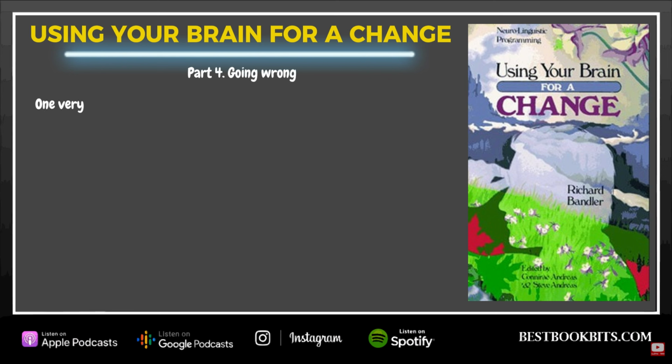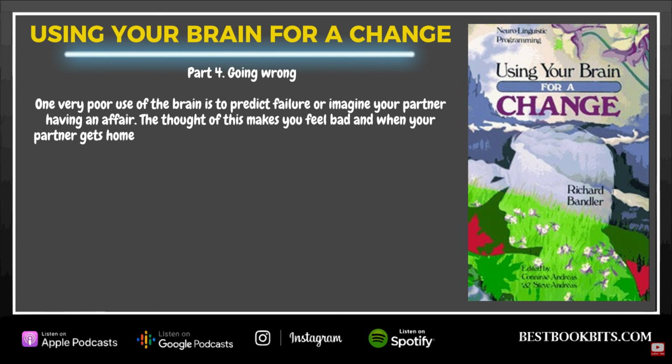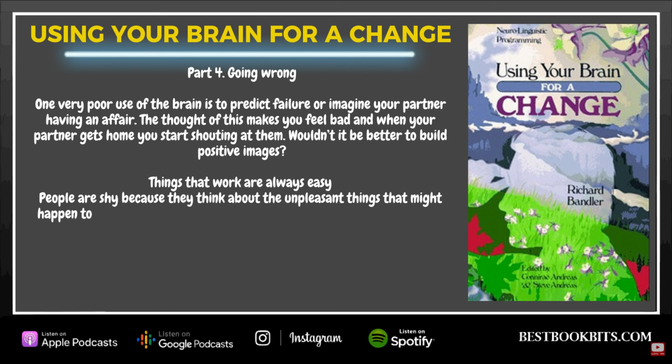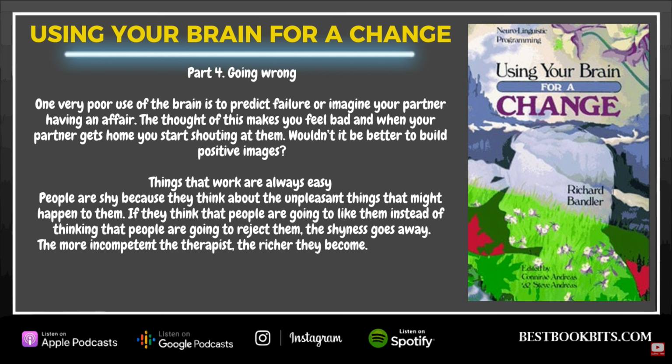Part 4, going wrong. One very popular use of the brain is to predict failure or imagine your partner having an affair. The thought of this makes you feel bad, and when your partner gets home, you start shouting at them. Wouldn't it be better to build positive images? Things that work are always easy. People are shy because they think about the unpleasant things that might happen to them. If they think that people are going to like them instead of thinking that people are going to reject them, the shyness goes away.